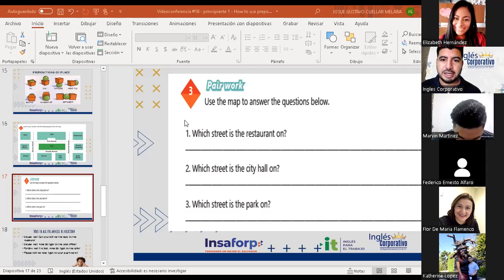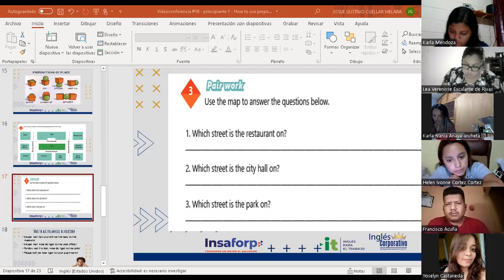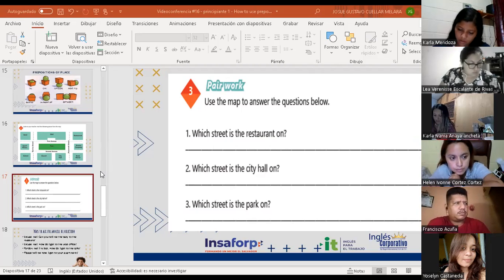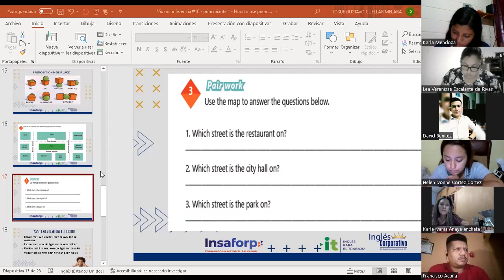Ok, basándonos en la información del mapa, ¿qué tenemos acá? Let's listen to some of you. What about David? Do you have any idea of one of these? On Roosevelt Street. Ok, ¿qué pregunta? What number of question? Okay. La uno me parece okay. Como cortada, no sé si mi teléfono. Pero ah, sí, sí, te escucho cortado.